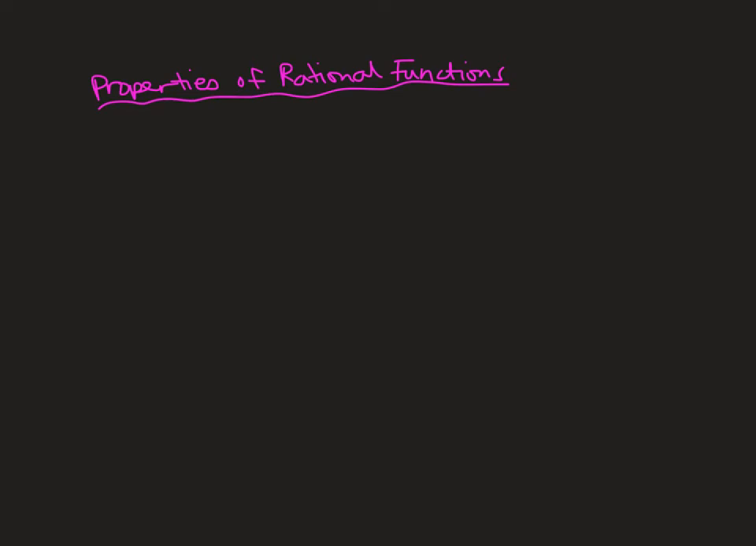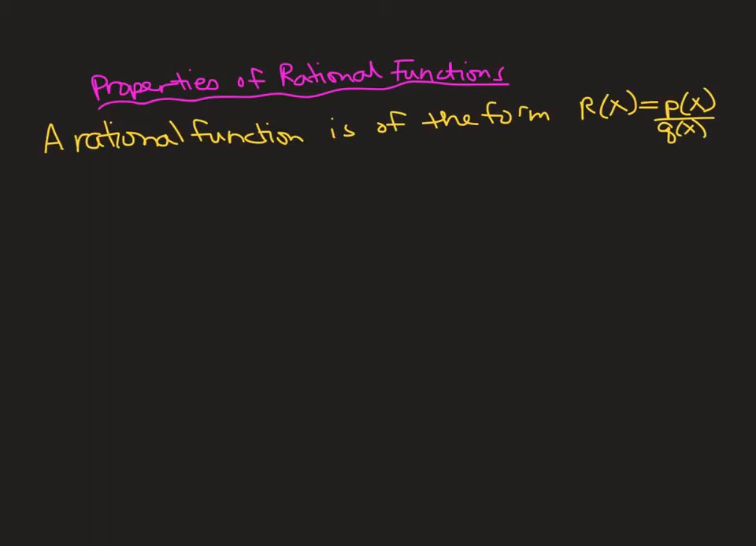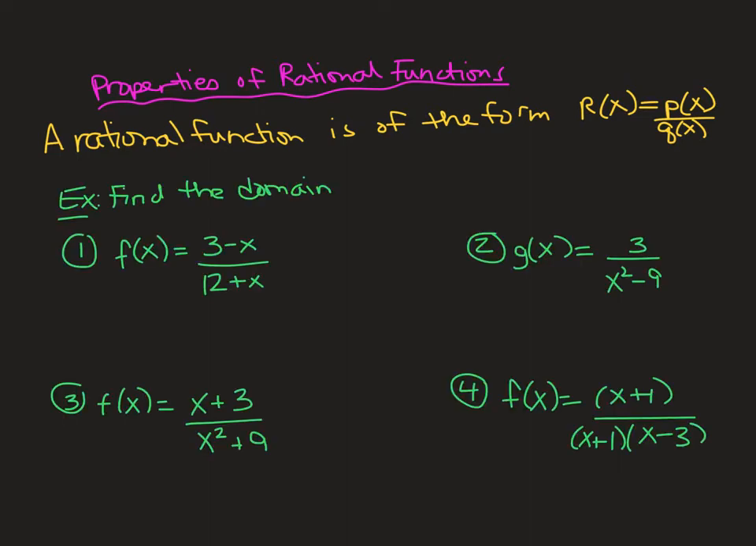We're going to talk a little bit about rational functions. So a rational function is of this form right here, r of x equals p of x over q of x. All that basically means is that a rational function is a fraction. And generally, these functions will have an x value, or whatever your variable is, in the denominator. So I'd like you to pause the video and try these 4 problems.